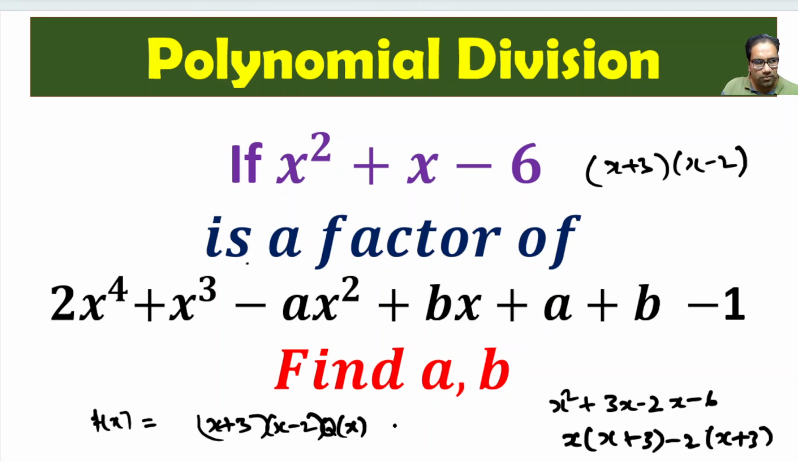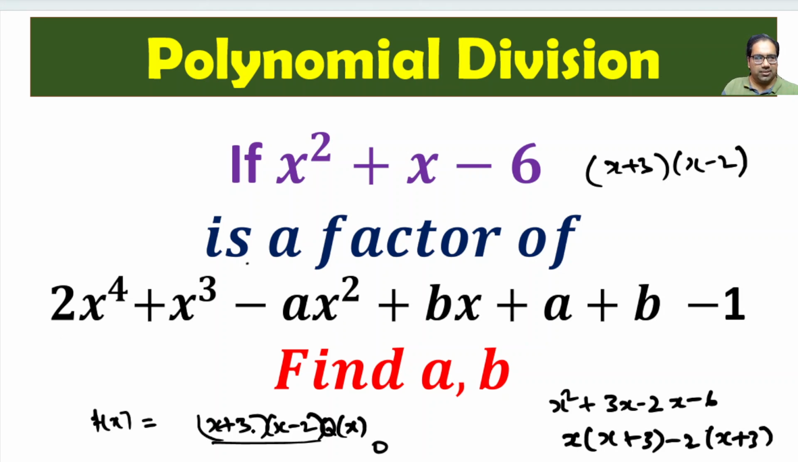Now, if you see, this is the product of three expressions: x plus 3, x minus 2, and some q of x. When x equals 2, this entire thing will become 0. What does that mean? f of 2 should be 0. That means 2 into 2 to the power 4 plus 2 cubed minus a into 2 squared, etcetera, this entire thing should be 0.